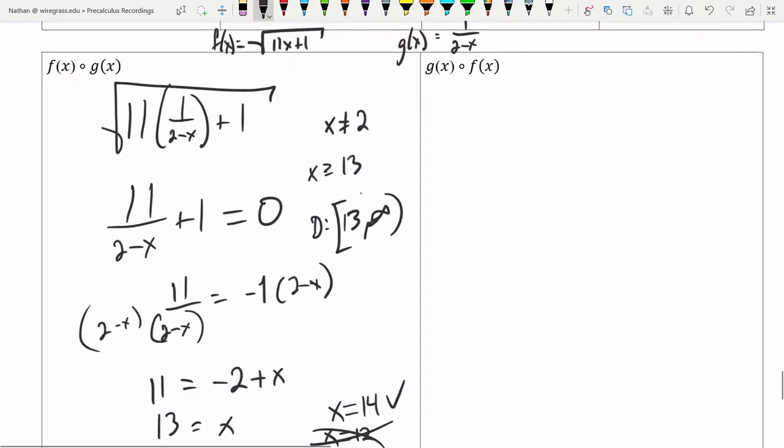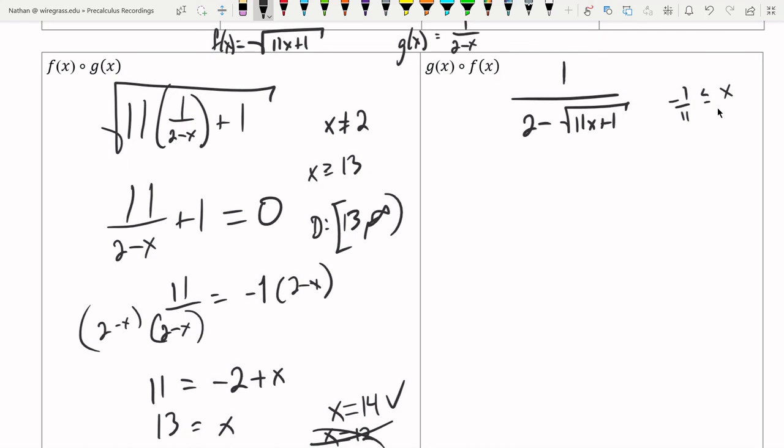Okay, lastly, we're going to do g of f of x. We're going to plug f of x into g of x. That's going to give us 1 over 2 minus the square root of 11x plus 1. And now we ask the same question. Well, what are the issues? Well, we know that once again, x has to be greater than or equal to negative 1 over 11, because that's going to give us 0 underneath the radical. And then if x is greater than that, we're going to get a positive number.